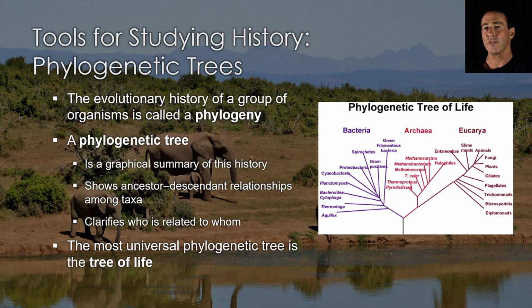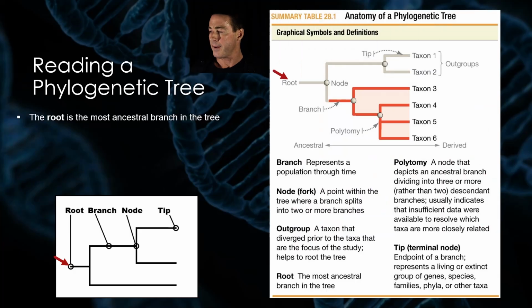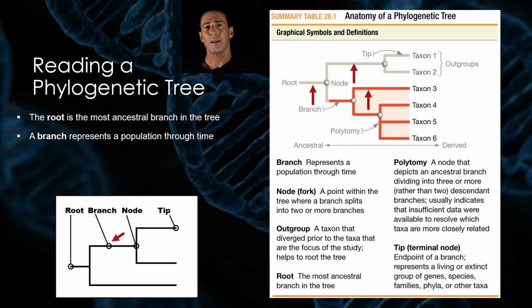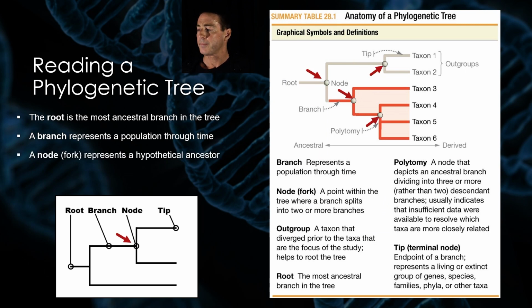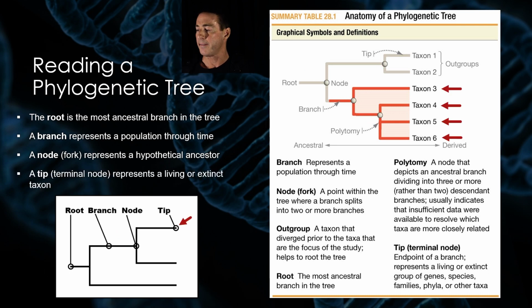The tree of life is the most universal of all phylogenetic trees, depicting the evolutionary relationships among all living organisms on Earth. The root is the most ancestral branch represented in the tree, and a branch represents a population through time. Any horizontal line is a branch. A node represents a specific hypothetical ancestor, in many cases the most recent common ancestor of two separate branches. A tip, or terminal node, represents the end point of a branch.